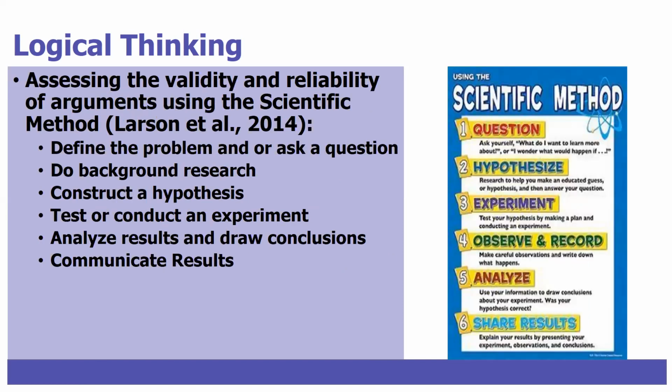To assess the validity and reliability of arguments, we can rely on the scientific method, which includes a series of steps. So the first step is to define the problem or ask a question. The second step is do background research. Third, construct a hypothesis. Fourth, test or conduct an experiment. Fifth, analyze results and draw conclusions. And the last step is to communicate the results.